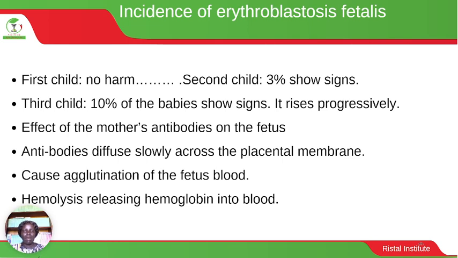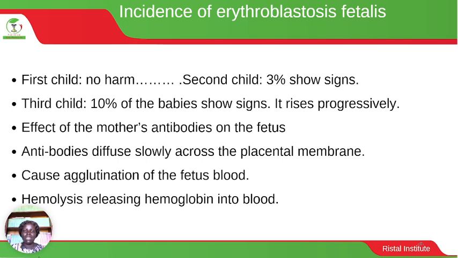So the incidence of erythroblastosis fetalis happens as follows. The first child, normally there is no harm. The second child, normally there is 3% show of signs. Then the third child, 10% of the babies show signs, and it raises progressively. So every time the mother becomes pregnant, the chances of the pregnancy surviving reduce. Why? Because the body of the mother is becoming more sensitive to this fetus that is being termed as a foreign body right now.